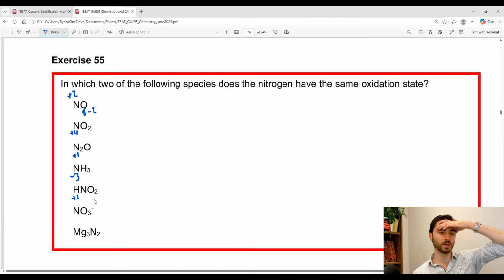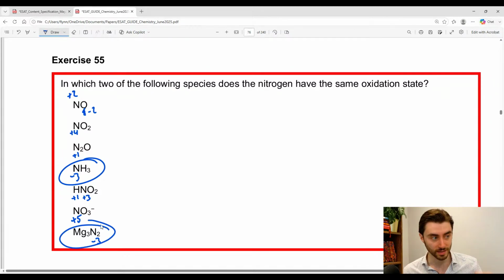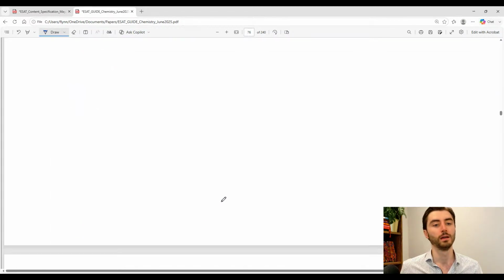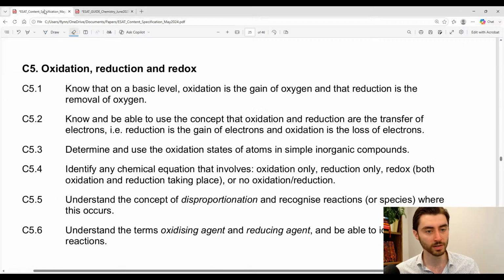Here that's +1, that's -4 overall. So we need a +3 to balance that out. Okay, so these are -6 overall, so that has to be +5, so that when you bring in the -6s, that makes you -1 overall. Here, magnesium is +2, so that's +6 overall, so that's -3. So in these two, the nitrogen is the same. So that's kind of what we're talking about with oxidation states.